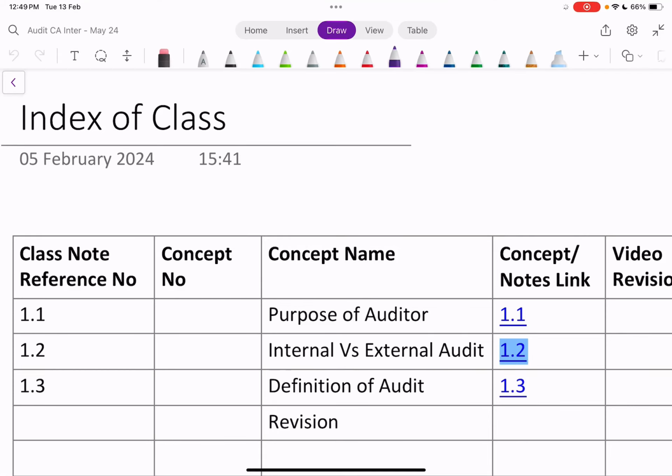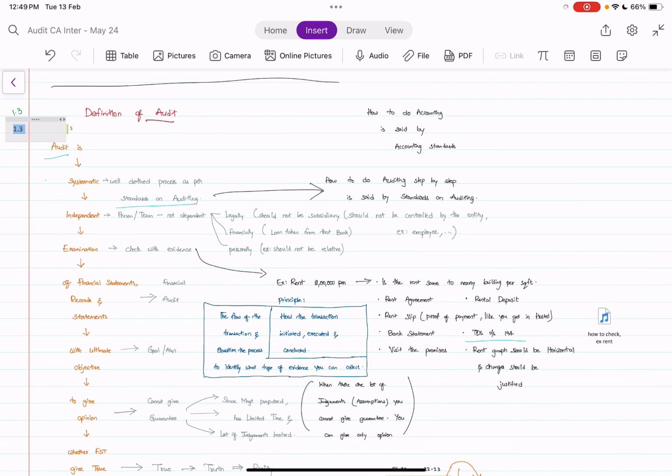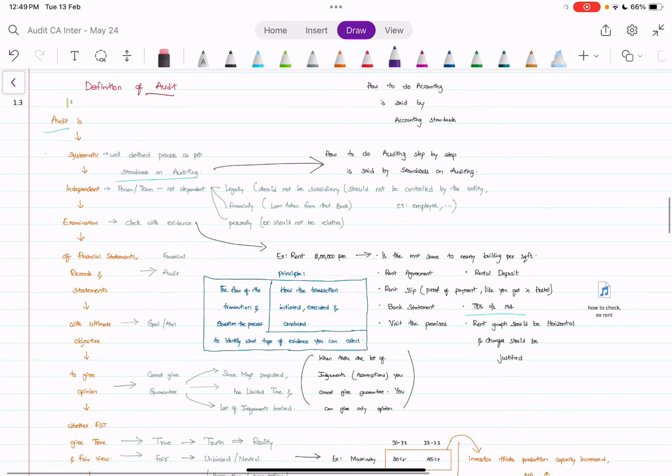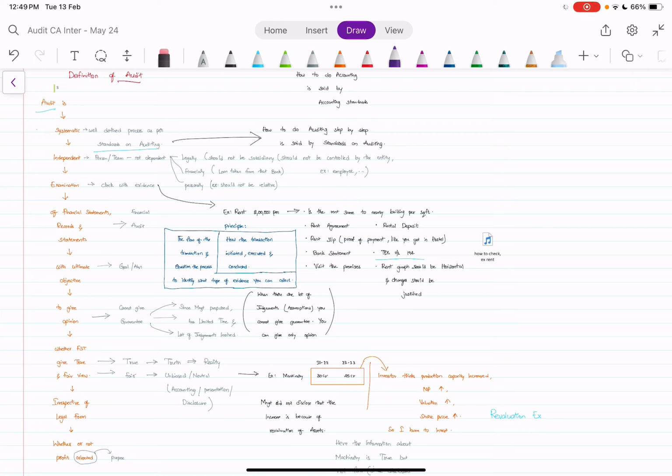Now let us discuss the definition of the audit. So here comes the definition. Audit is a systematic, independent examination of financial statements with the ultimate objective to give an opinion on whether these financial statements give a true and fair view, irrespective of legal form, whether profit oriented or not.